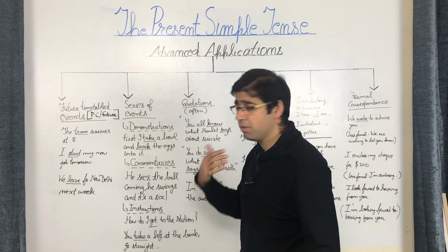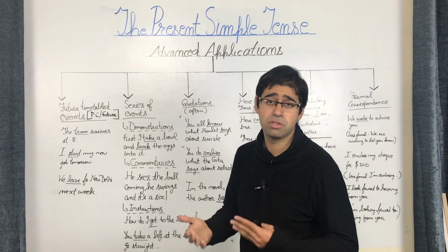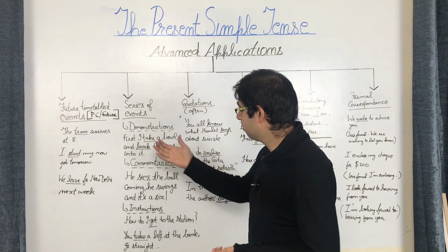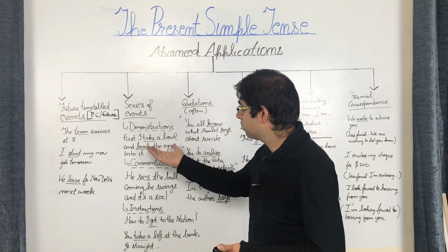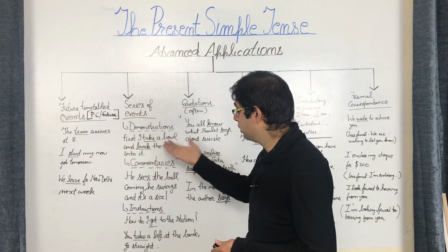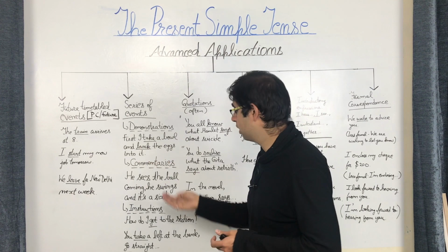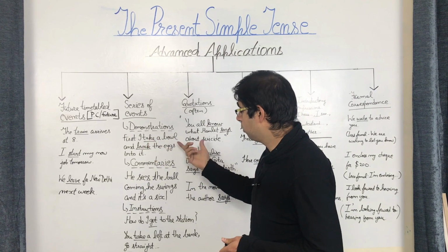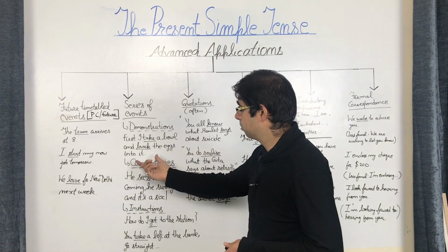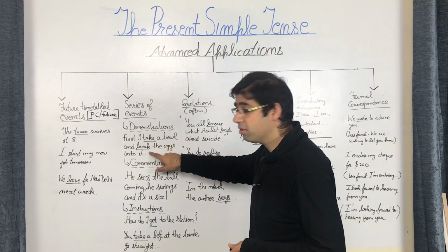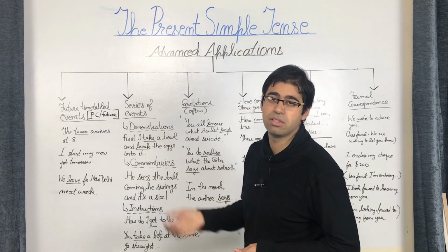Now, if somebody is demonstrating, say, a recipe on the television or in front of you, they might go ahead and, instead of saying the present continuous, "first I'm going to take a bowl," just straight away use the present simple, such as "first I take a bowl and break the eggs into it." So you've got take and break as the verbs in the present simple.